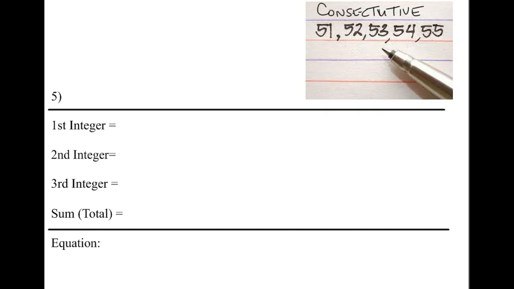Alright, we're going to look at the next problem I asked you to do for homework tonight, which was number 5. Number 5 says find 3 consecutive integers whose sum is 81. You need to know that the word consecutive, which I have spelled incorrectly up here, means numbers that are in a row.